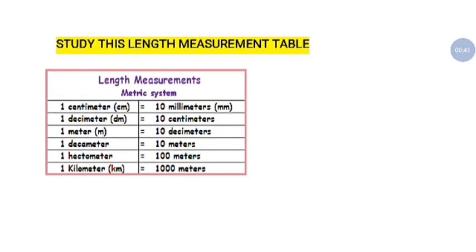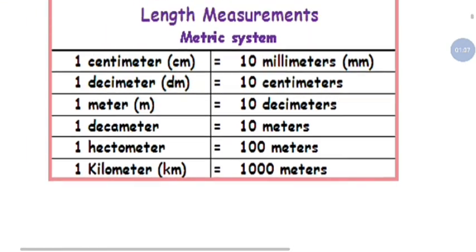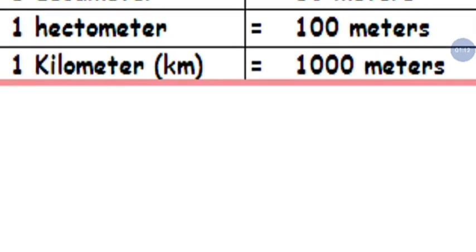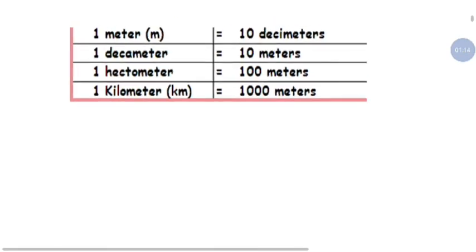Now, let's study this length measurement table I gave us in our last class. 1 centimeter equals 10 millimeters. 1 decimeter equals 10 centimeters. 1 meter equals 10 decimeters. 1 decameter equals 10 meters. 1 hectometer equals 100 meters. And 1 kilometer equals 1,000 meters. Today, the measurement you are going to be considering is 1 kilometer equals 1,000 meters.